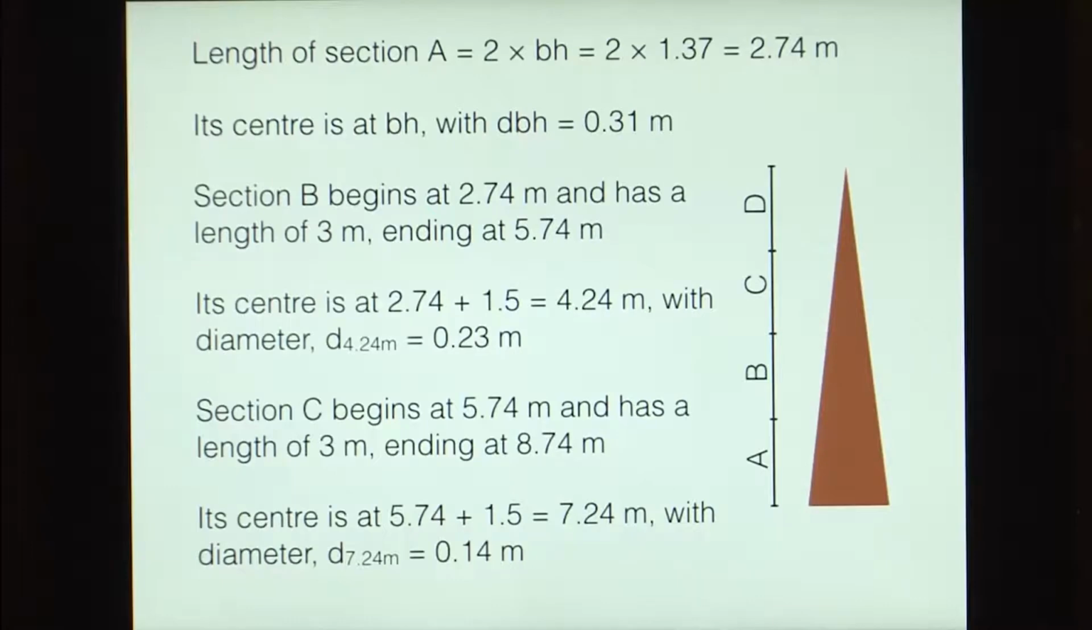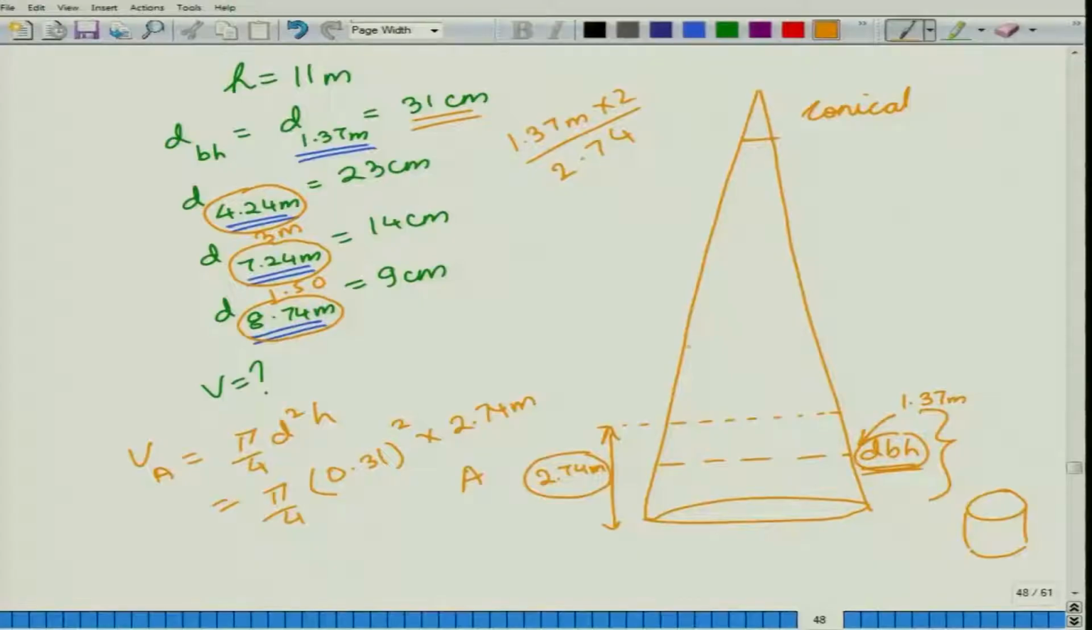Now, in the case of section B, it would have a length of 3 meters. So, this is section B. Let us use another color for it. Section B has a total length of 3 meters. So, what is the height at this point? Here the height is equal to 2.74 plus 3, which is 5.74 meters.